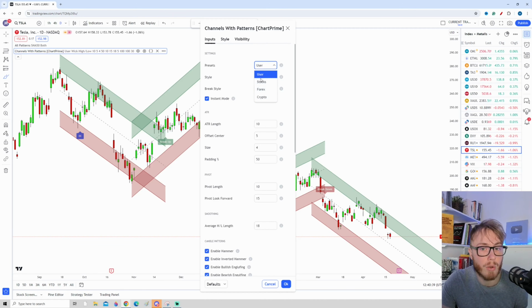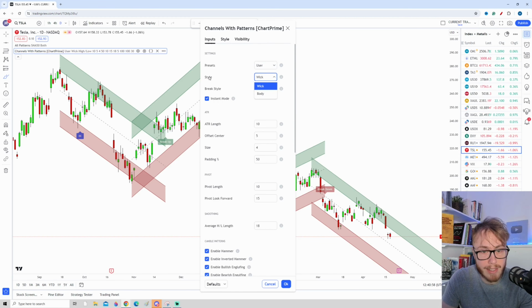I don't really know how Chart Prime decided these settings, because different stocks can behave super differently, and the same thing is true for forex. So what I always recommend is to try out different settings and see what works best for you.